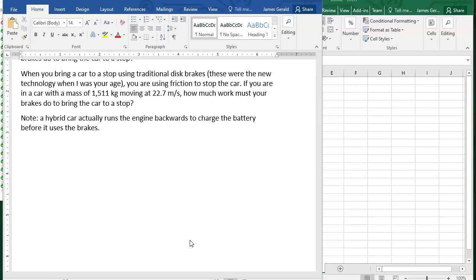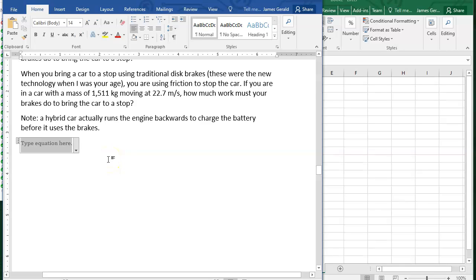So here you have a car of 1511 kilograms. You know how fast it's moving. How much work do the brakes do in bringing the car to a stop? Let's take a look at this. This is conservation of energy.